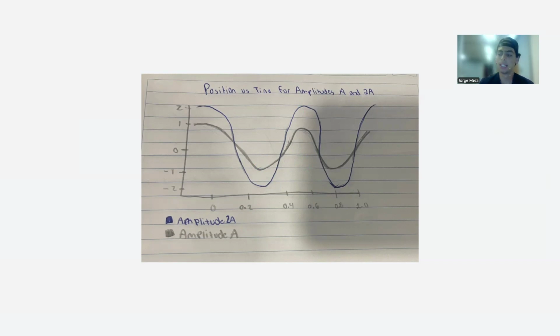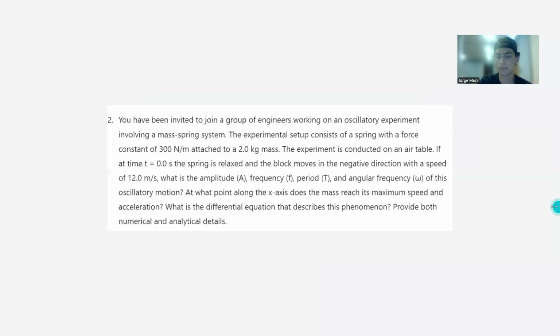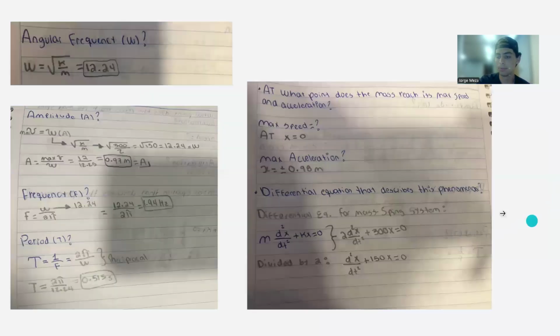We can observe that the total distance traveled in one period is greater when the amplitude is doubled, and the system covers a larger range between the maximum positions. This helps us understand how increasing the amplitude affects the displacement without changing the oscillation time. Now we have the following problem.